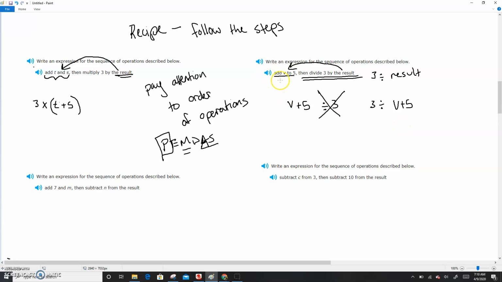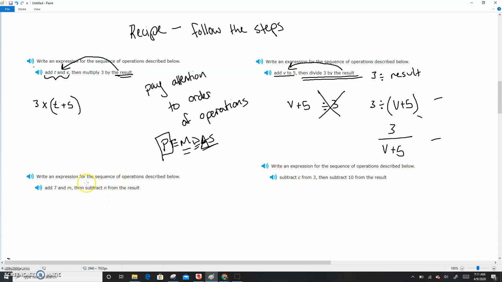But again, I want to make sure we're adding v and 5 first, and division comes before addition or subtraction. So just like before, I'm going to put some parentheses around v plus 5. If I wanted to, I could also write this as a fraction. 3 divided by v plus 5. Either one of these is correct. Let's try 2 more.